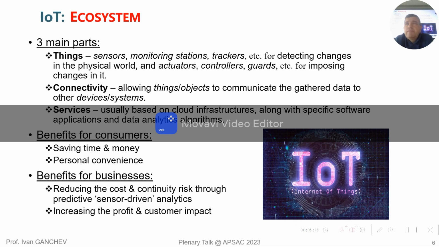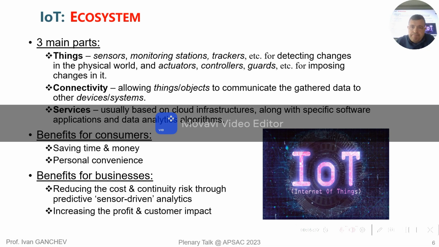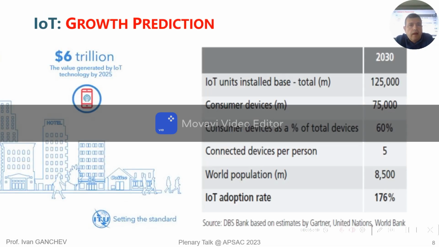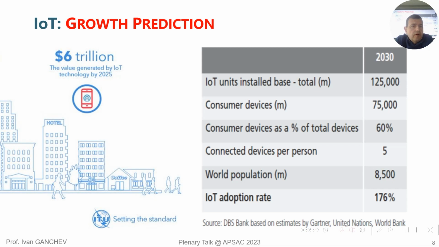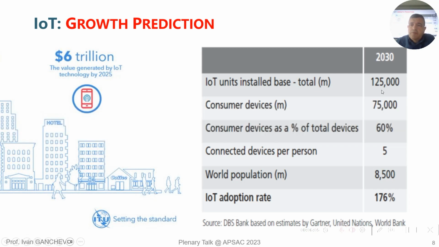I know this brings a lot of benefits for the consumers, like saving time and money and bringing personal convenience, and also for businesses, mainly reducing the cost and continuity risk and increasing the profit and customer impact. IoT sector is growing all the time. There are different forecasts, but more or less the average forecasting is that by 2025, the value generated by the IoT technology will reach 6 trillion US dollars, and by 2030, there will be 125 billion IoT devices deployed worldwide, maybe more.